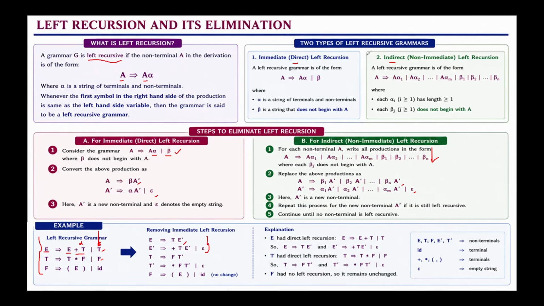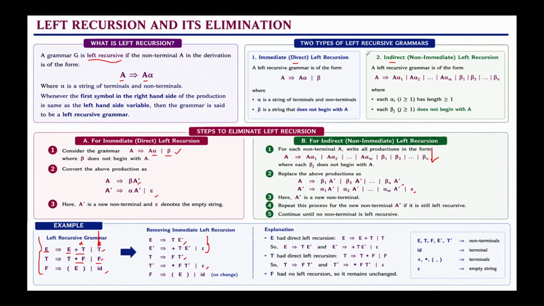T tends to T star F or F. This is also a left recursion, so we will remove it. This star F will be considered alpha and this F is beta. So how will we rewrite? T tends to beta T dash, which is F T dash. Next, T dash tends to alpha T dash or epsilon. So we can rewrite like this: T dash tends to star F T dash or epsilon. Simple.